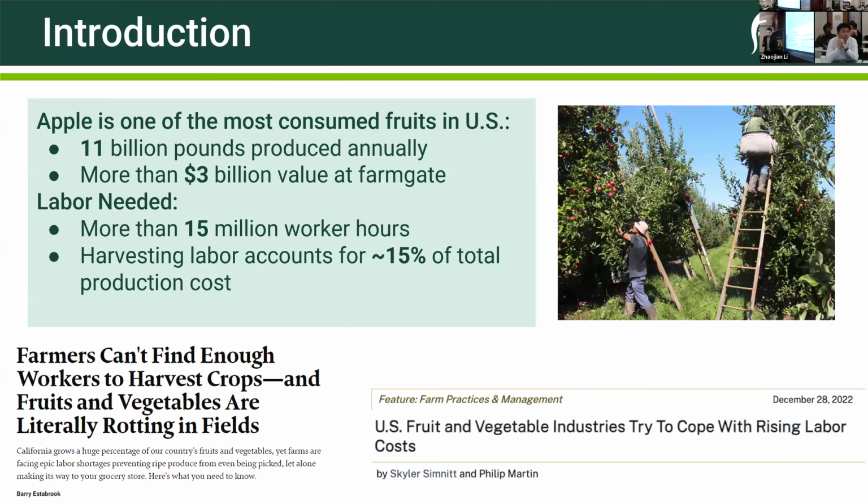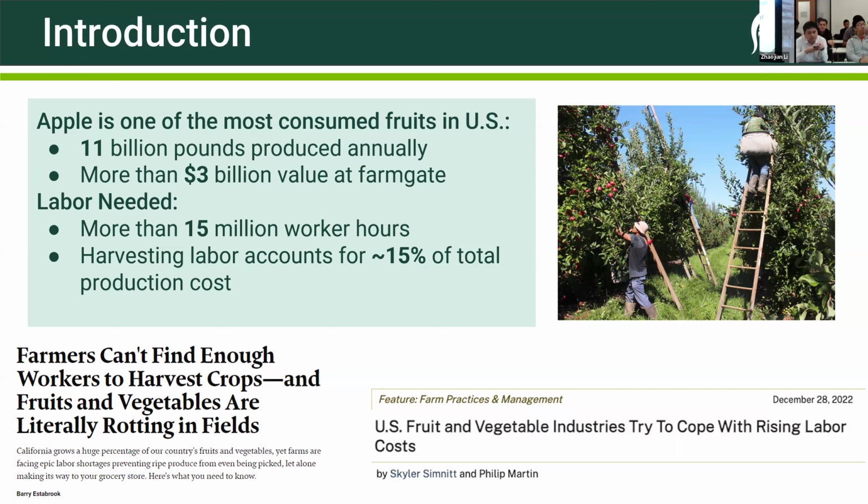So, just some background. Apple is one of the most consumed fruits in the US and across the world, and it's also very economically impactful. Each year the US produces around 11 billion pounds of apples, which contributes more than 3 billion dollars in value just at the farm gate. In the fresh market, it will be much more than that.